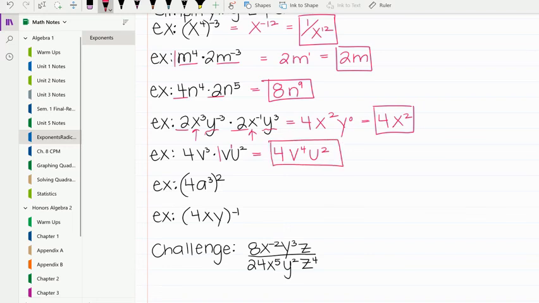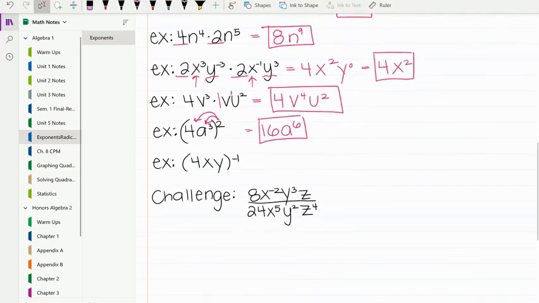All right, looking at this next one. So I know I want to distribute that exponent to both parts. So I'd have 4 squared, which is 16, and I'd have a cubed squared. So I multiply those exponents, and I get a to the 6. So our final answer would be 16a to the 6th.